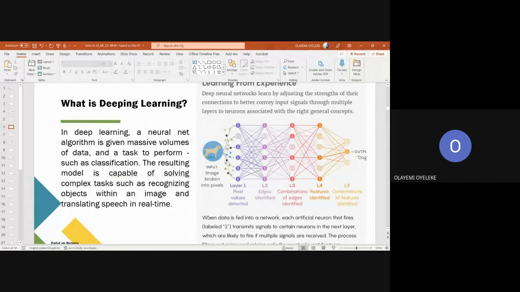In deep learning, a neural net algorithm, so this time around a neural net algorithm is used, is given massive volumes of data and a task to perform, such as classification. The resulting model is capable, after being trained, of solving complex tasks such as recognizing images or translating speech in real time, like text to speech or speech to text.